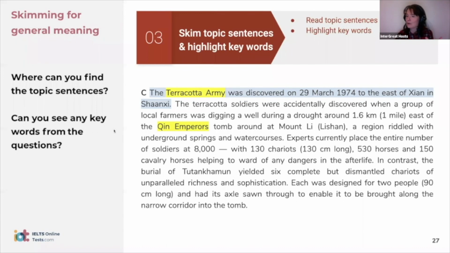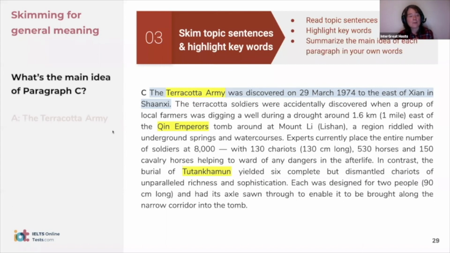Yeah, if you go to the exercise first, then you know which words are important. But again, it's very, very quick just to underline those keywords. Okay, exactly. Attila Mount Lee wasn't in any of the questions, so that's less important information. Okay. So as we said, the topic of this is Terracotta Army.